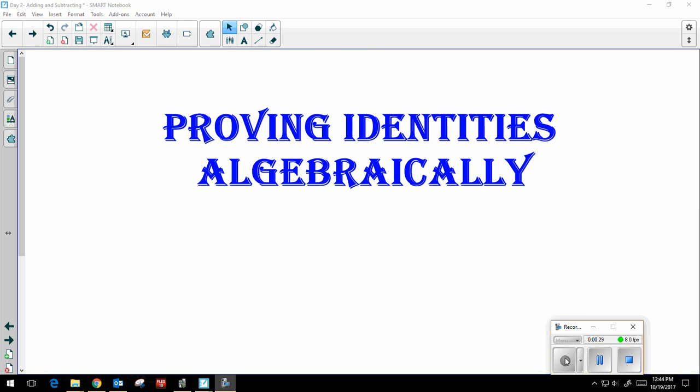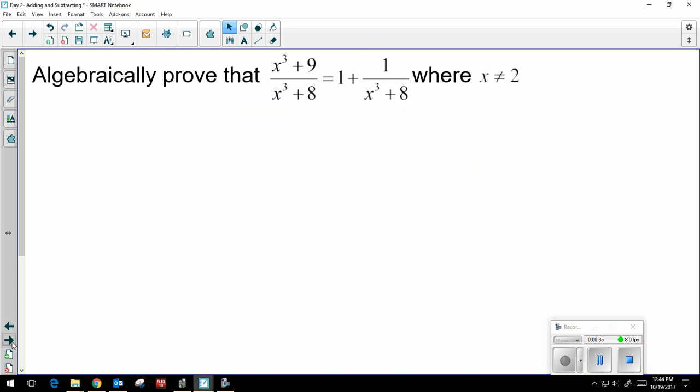You never want to cross over that equals sign. You want to show that the left side is equal to the right side. So what am I talking about? Let's take a look at this example here.